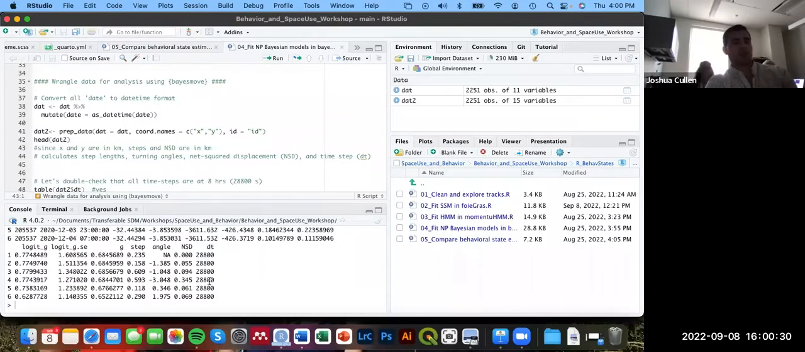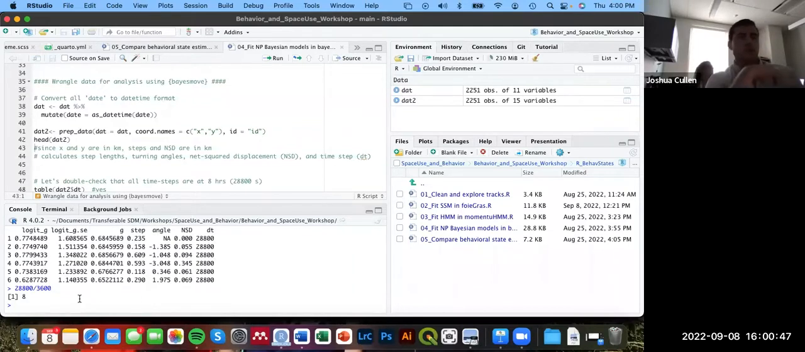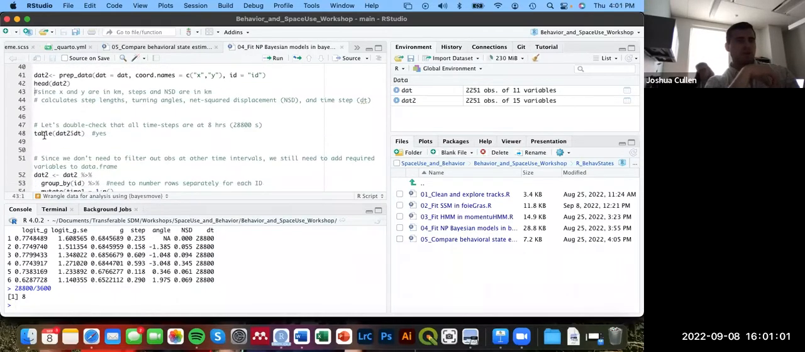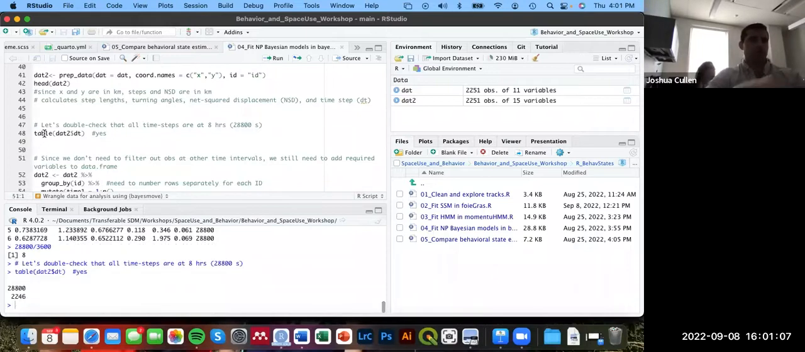And since we used an 8-hour time interval to regularize our track before, this is in seconds, 28800. So if I was to divide this by 3600 seconds in an hour, that's equal to 8 hours. So that matches up. And then again, since our units for the coordinates are in kilometers, step lengths are in kilometers, and net square displacement is in squared kilometers, essentially. So let's double check our time differences are all at 8-hour intervals. Yes, that is the case. There's only one time interval.